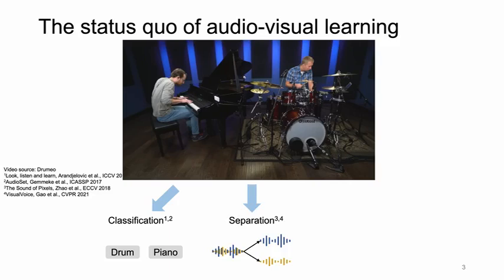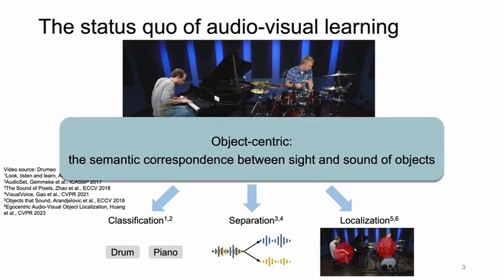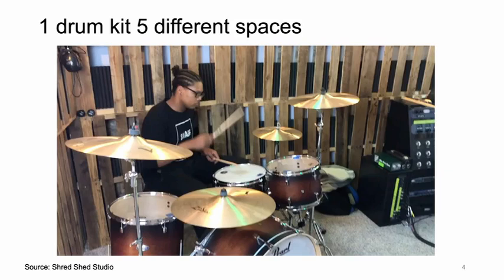Other people also try to separate the audio streams in the video or to localize the sound sources in the video. While most of these works are object-centric, meaning that they focus on the semantic correspondence between sight and sound of objects while overlooking the correspondence with the space. What do I mean by the correspondence with the space? Let's look at this example.